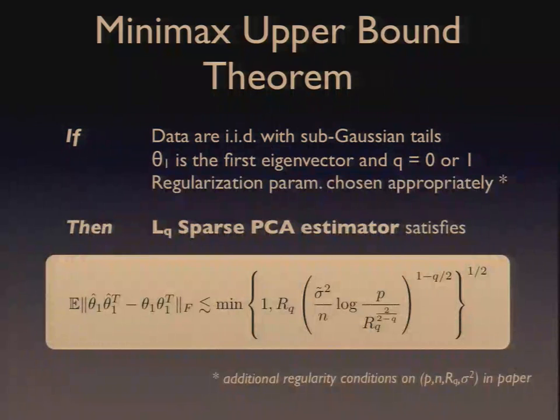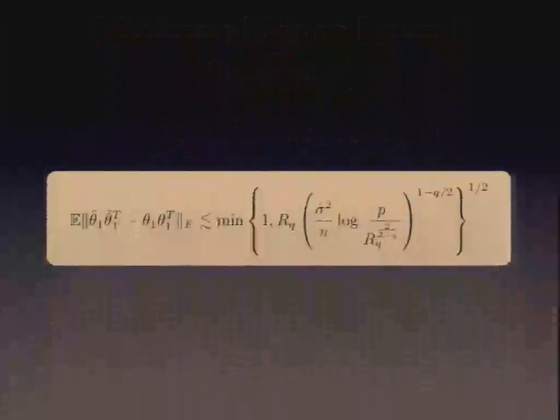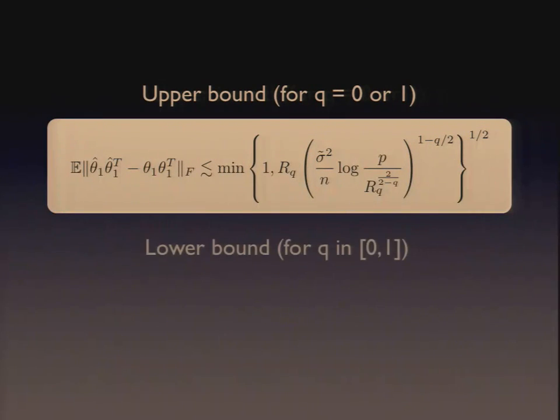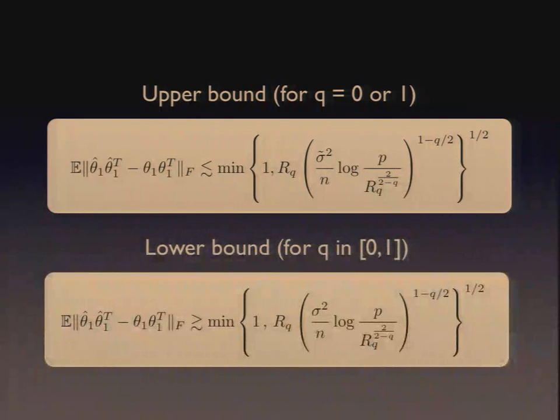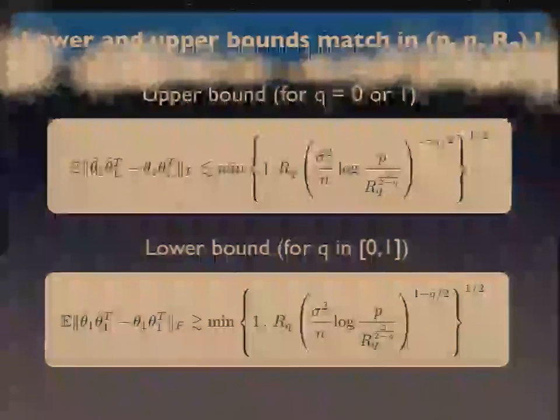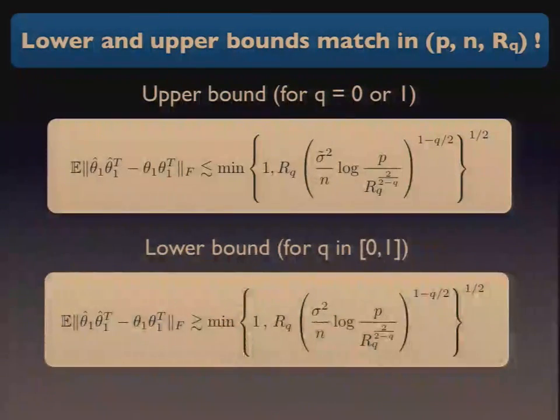Okay? And so if we compare this upper bound, which is the upper bound for the case Q equals 0 or Q equals 1, with the lower bound which I showed previously, then what you see is that the lower and upper bounds match in terms of p, the number of variables, the sample size, and R_q, which is basically the sparsity level. Okay? The only difference is that the effective noise level is different between the upper and lower bounds. So I think that the mismatch there is just an artifact of our analysis.